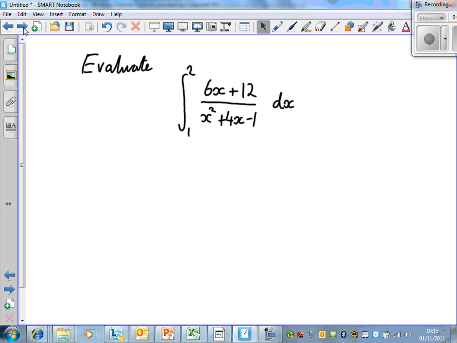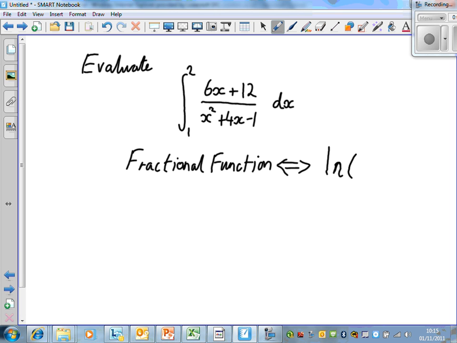We'll go over another example now, and it says evaluate the integral between 1 and 2, so this is definite integration now. This is an area under the curve between 1 and 2 of 6x plus 12 over x squared plus 4x minus 1 dx. Now, this is a fractional function. And for this, you should be instantly thinking, okay, this is going to be natural log of something.